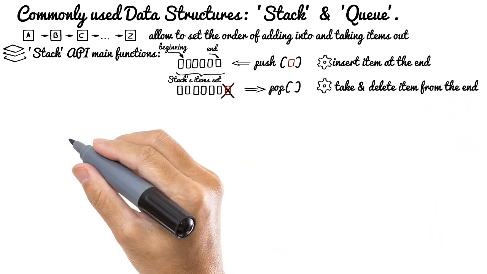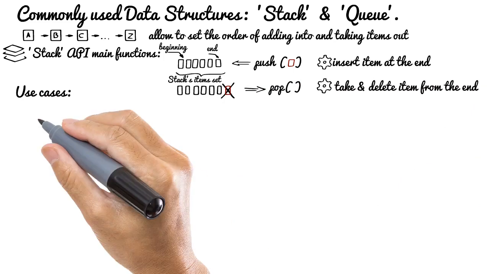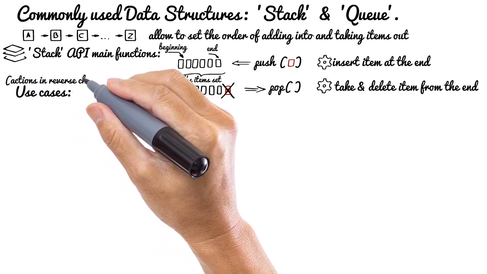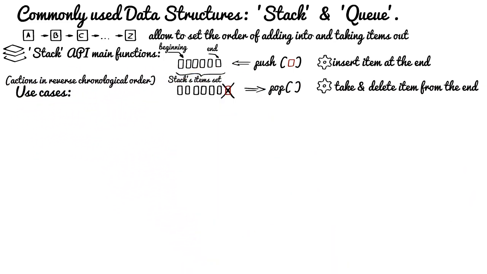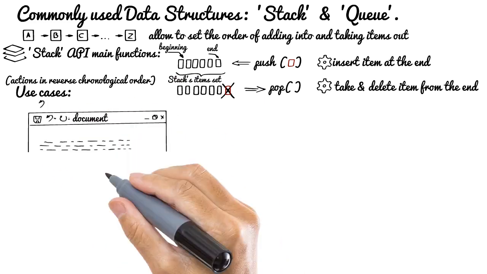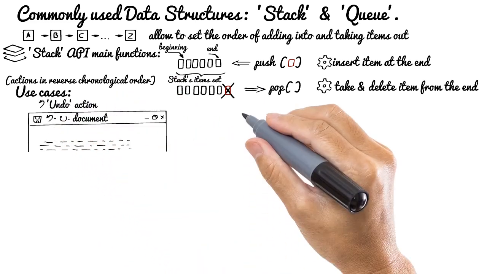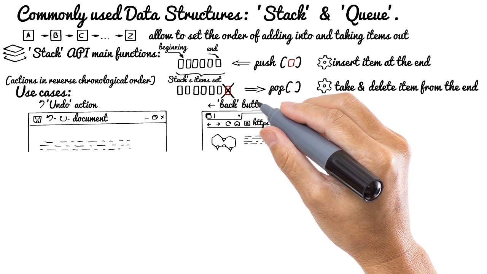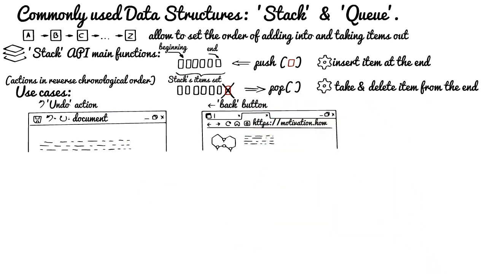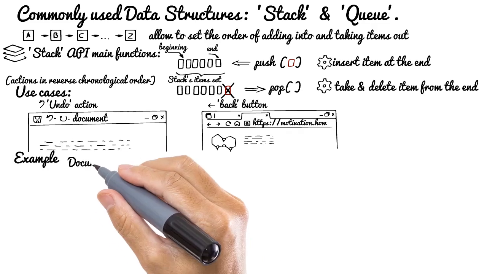This is very helpful, having use cases when you need to implement actions which return back in reversed chronological order. That's how undo action is implemented in a word processor, or how back button in a web browser is handled, or how recursive functions are implemented when they need to handle output parameters returned within multiple recursive loops. The logic is very simple.